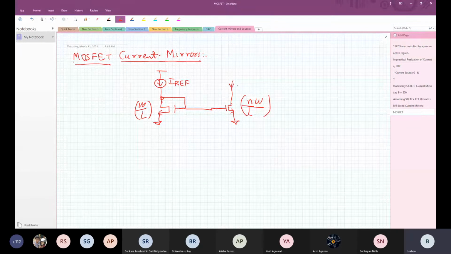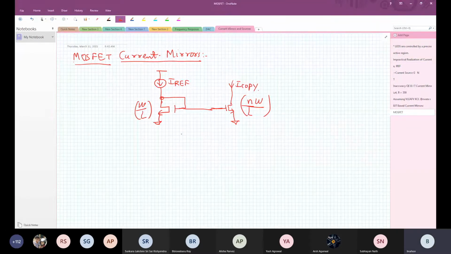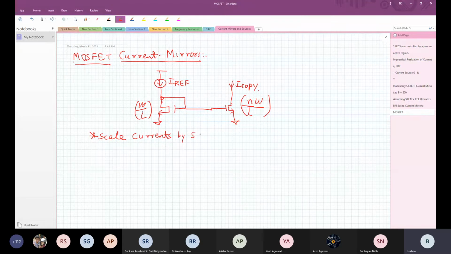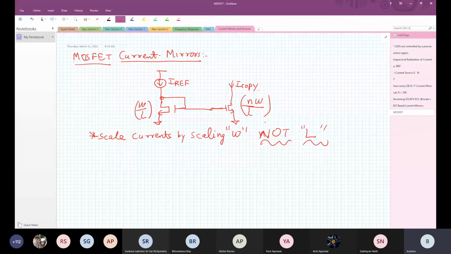Okay, so I copy. Scale currents by scaling W, not L. Very, very important.